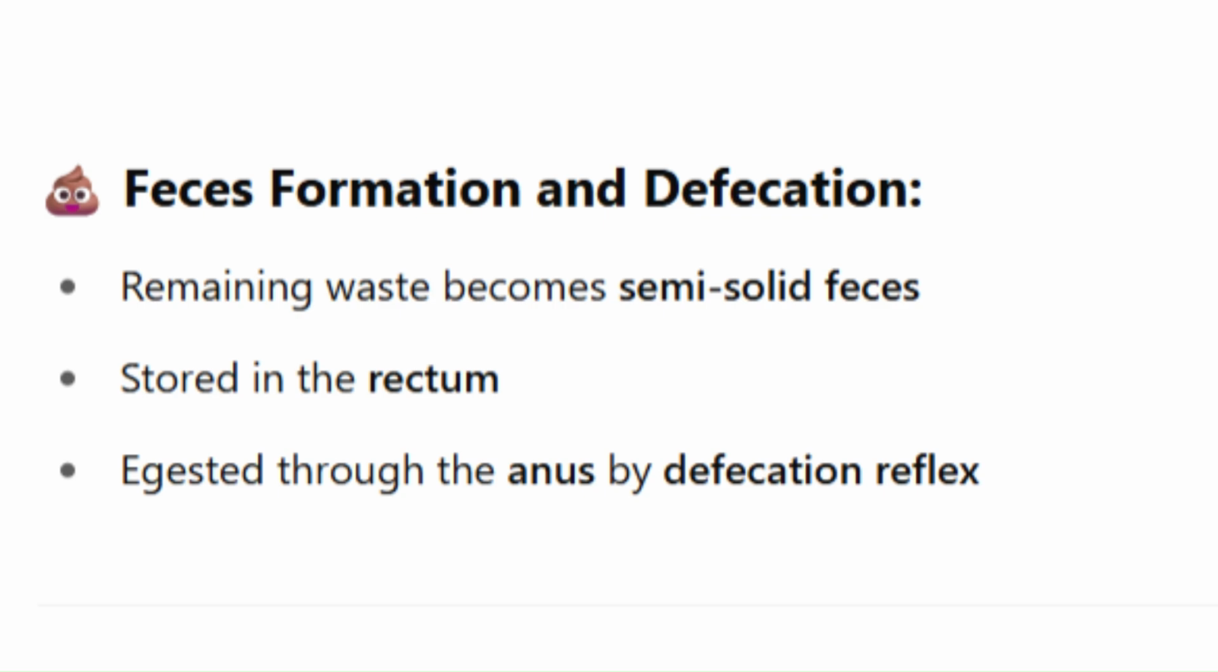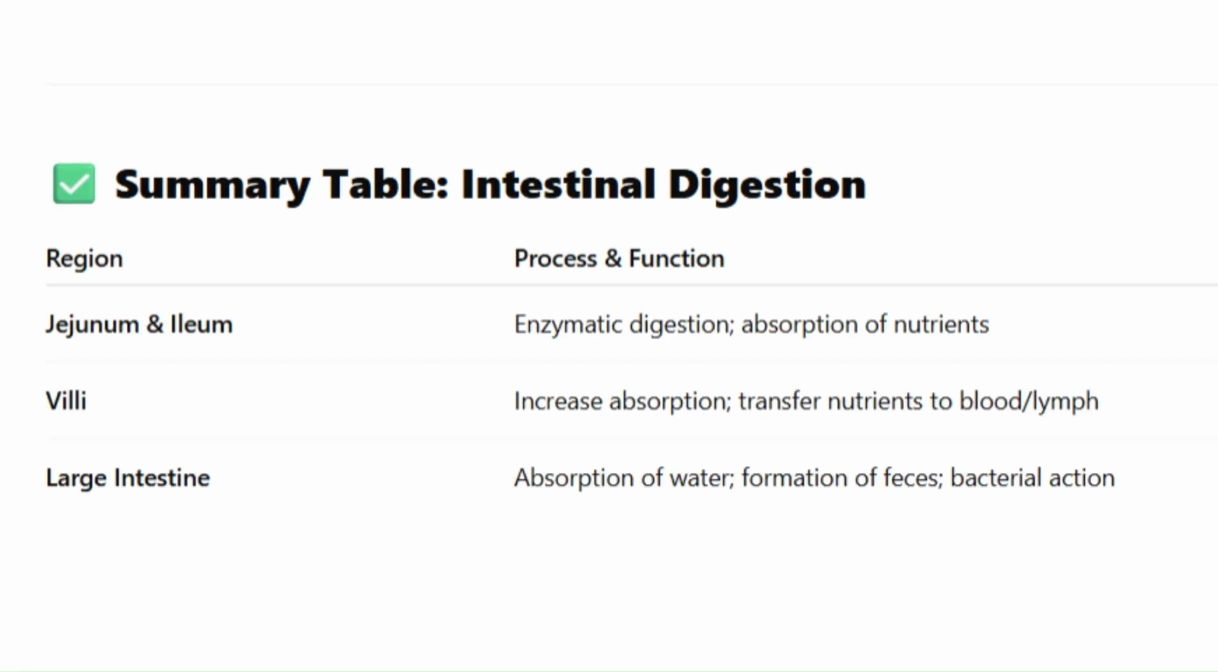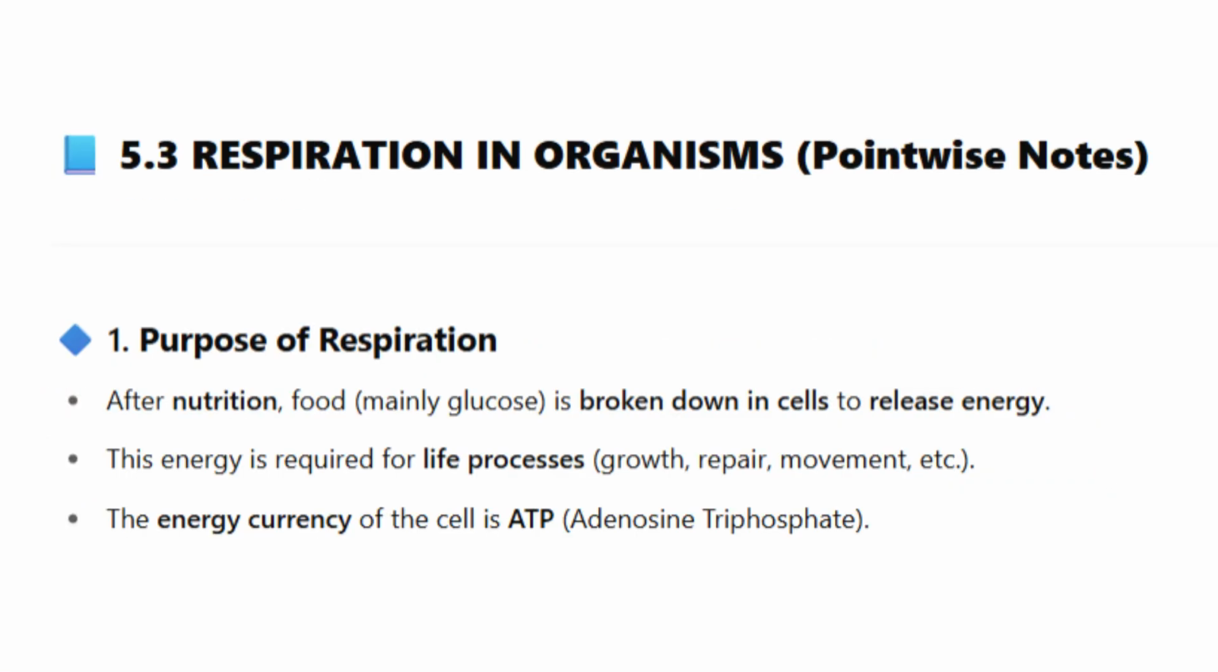When the time is right, the defecation reflex is triggered, and the feces are passed out through the anus. 11. Summary. To sum up, the jejunum and ileum complete digestion and absorb nutrients. The villi and microvilli make absorption highly efficient. And the large intestine reclaims water, forms feces, and supports vitamin production by gut flora. Next topic is respiration in organisms.